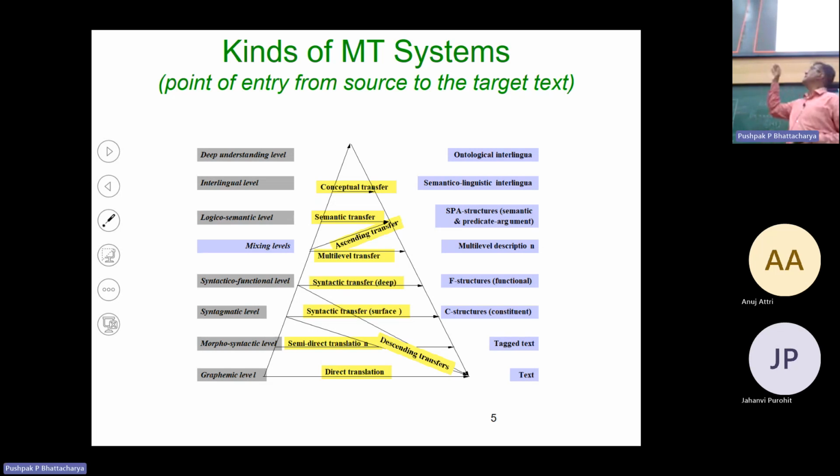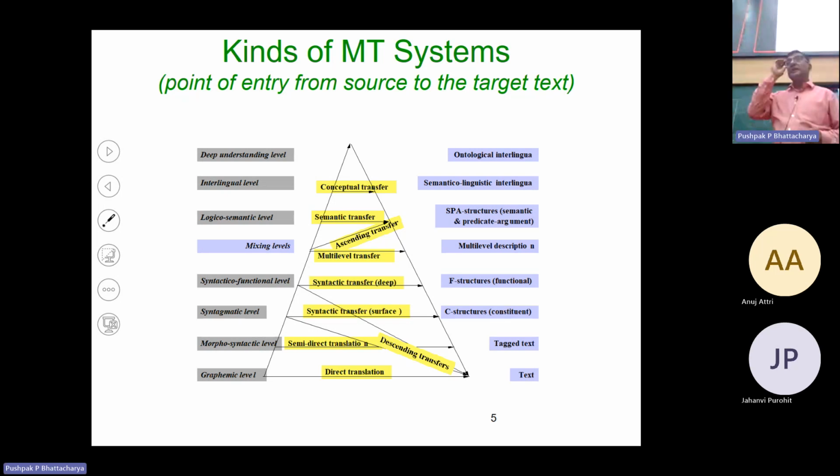And at the highest level, which is at the tip, you have complete disambiguation of the sentence. And this is called the deep understanding level. At the deep understanding level, everything is disambiguated. There is a semantic graph or representation from which you begin to descend on the right side of the triangle and produce the text.